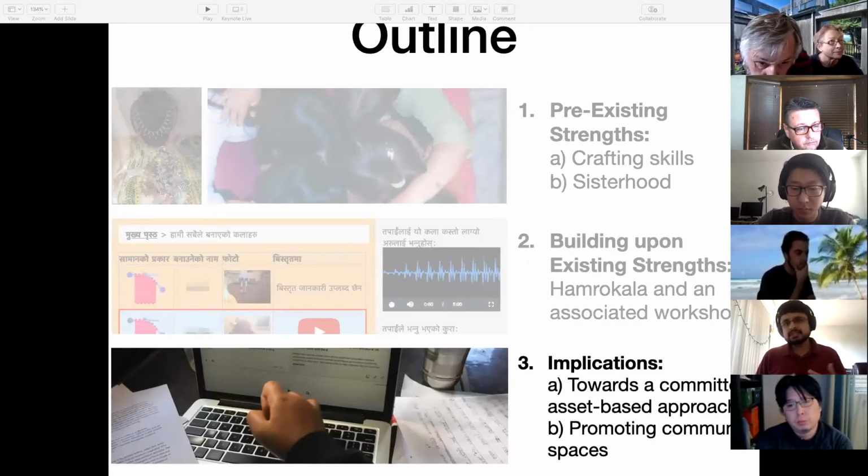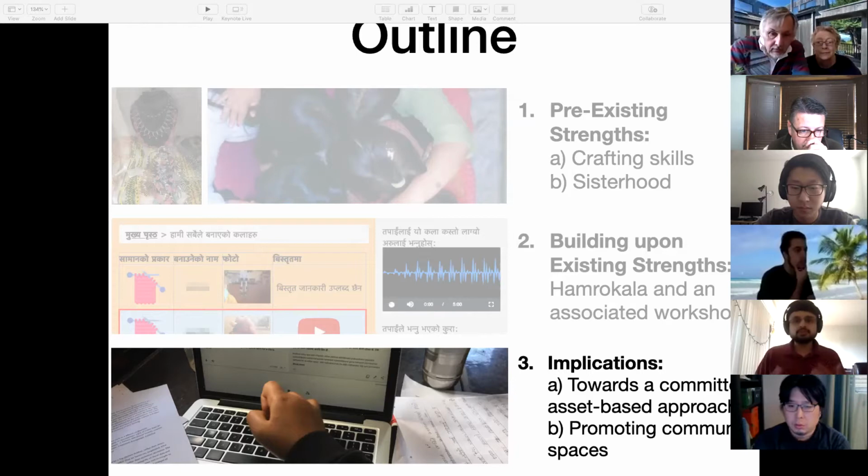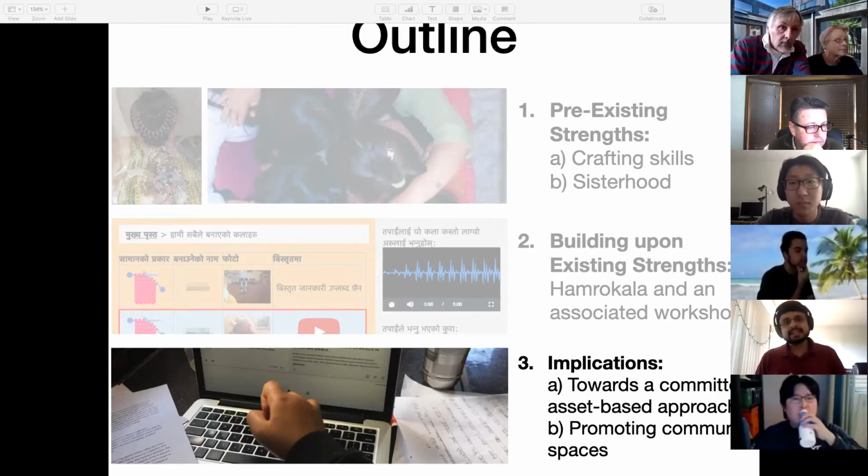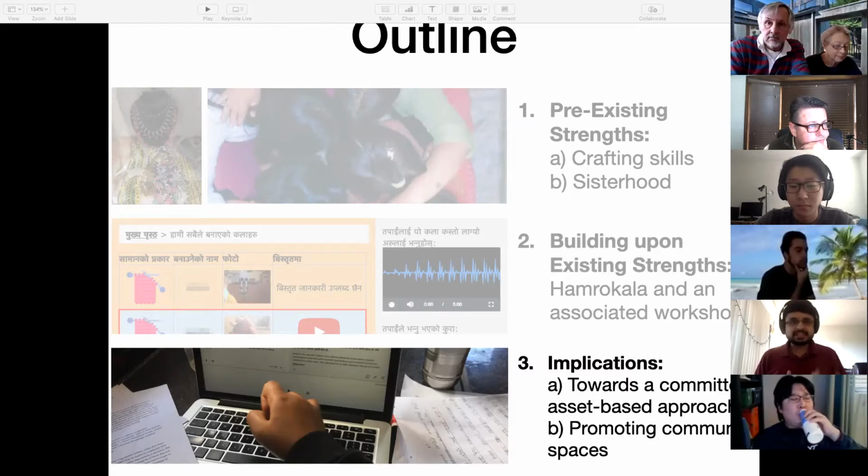Finally, I will discuss some of the implications of the work that we believe would be beneficial to members of the HCI community, particularly those who work with vulnerable groups. In particular, I'll argue for a long-term commitment to community building while taking an asset-based approach and present 3 design principles that we believe could be beneficial in promoting communal spaces.